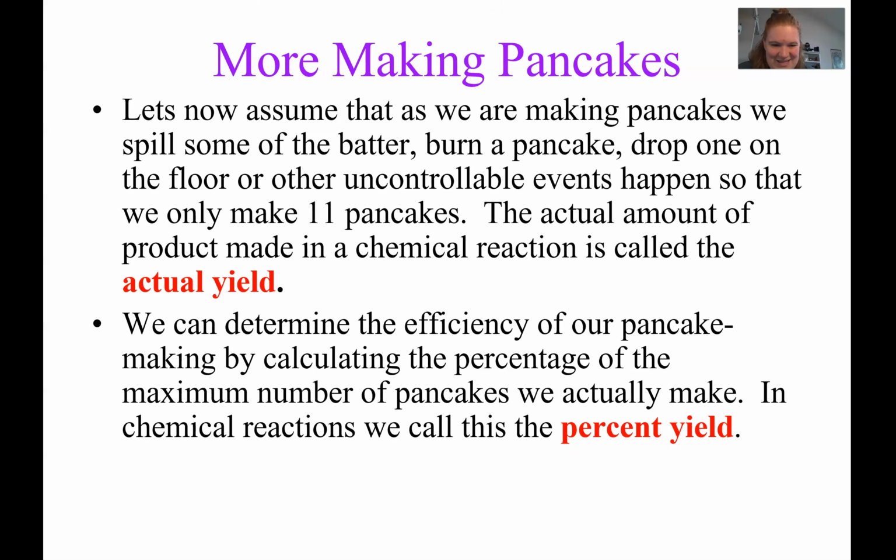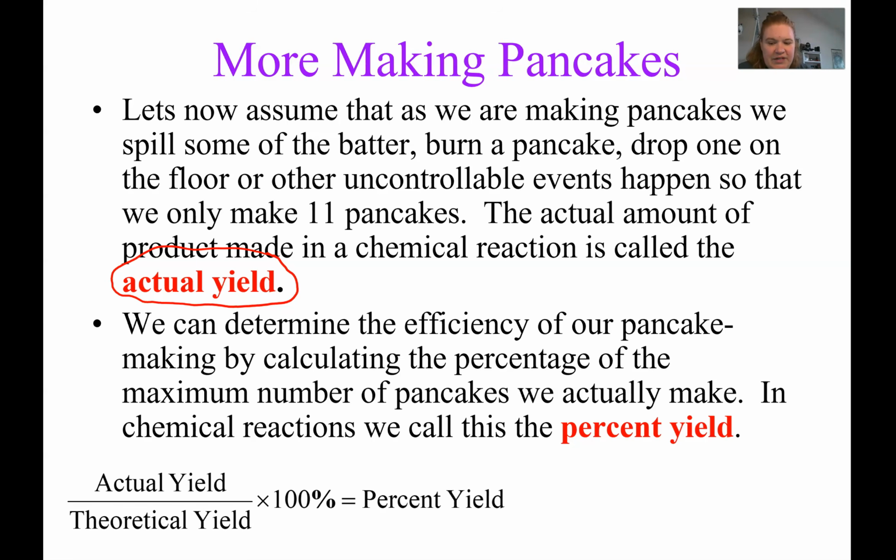But because of all of these things, the actual amount of pancakes that we make is usually not the same as the theoretical amount that we could have made. So the actual amount of pancakes that are made is called the actual yield. When we compare how much we truly made to how much we could have made, this is called a percent yield. So to calculate the percent yield, we're going to take the actual yield, divide it by the theoretical yield.